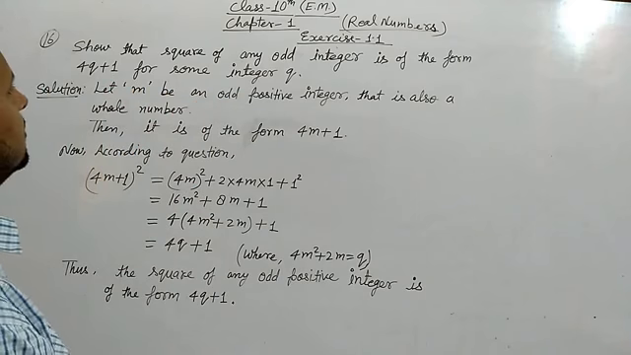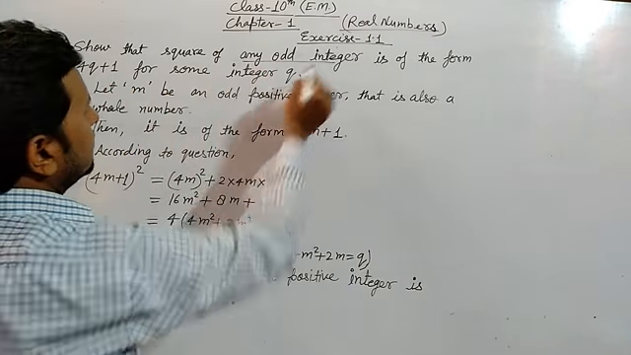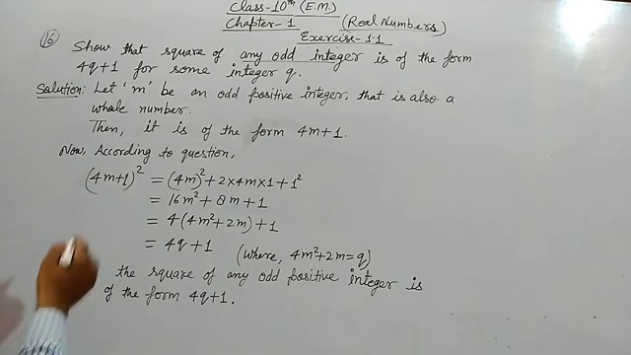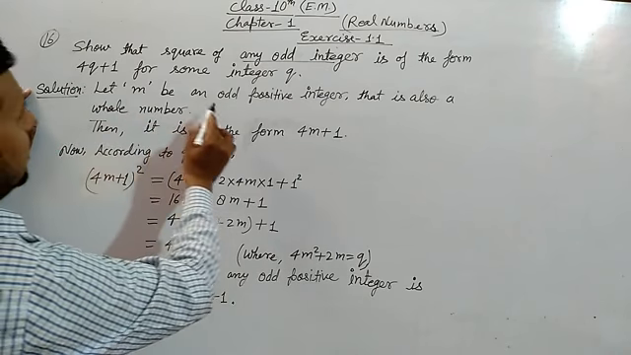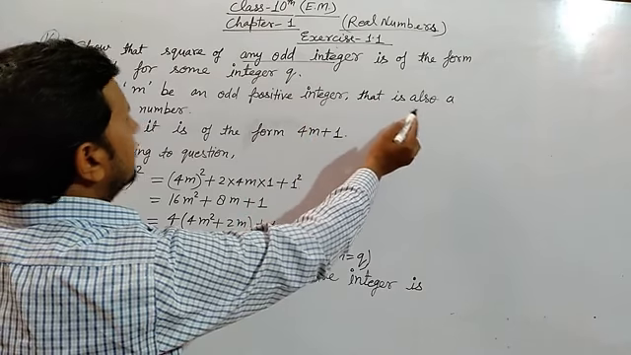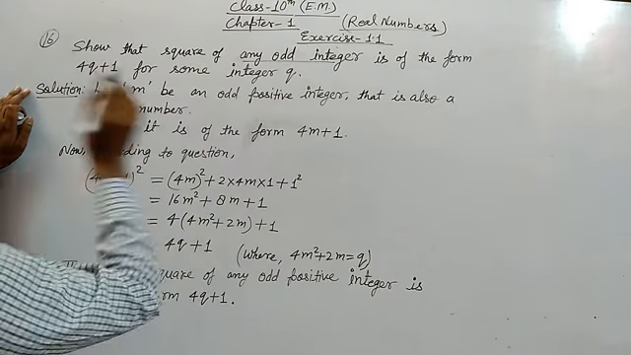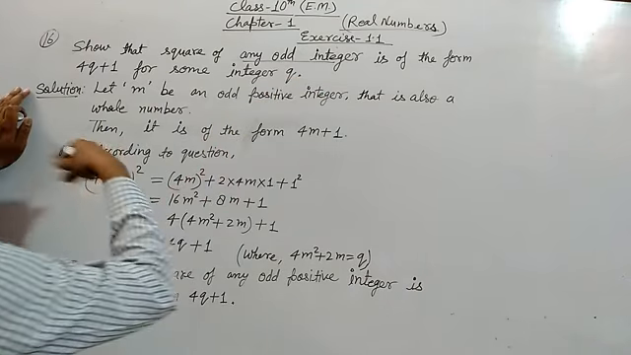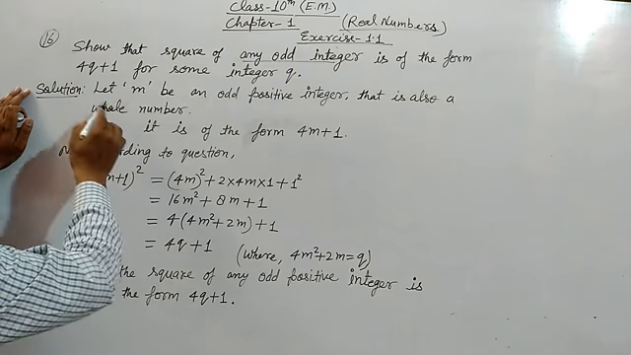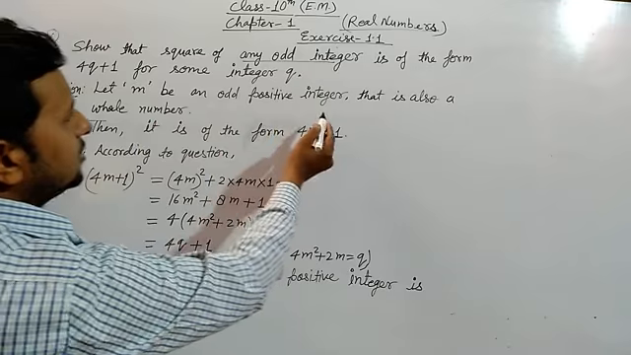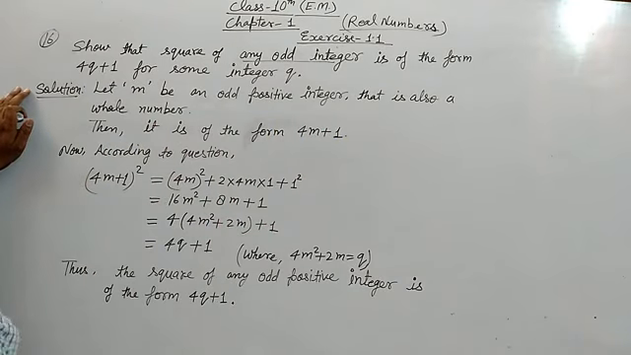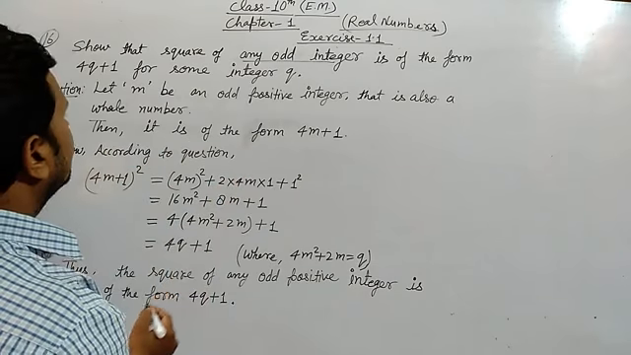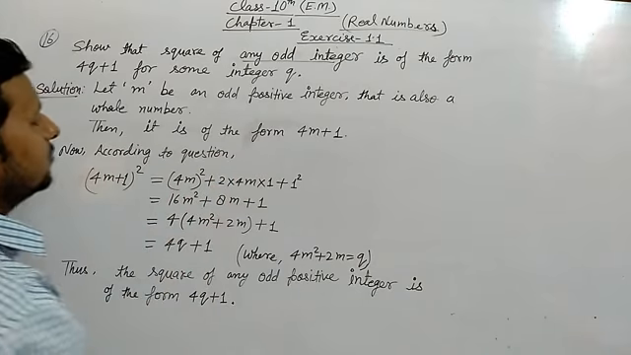So this is the new term here: any odd integer is given. So I have solved here. Let m be an odd positive integer, that is also a whole number. First of all, we let any odd positive integer. We let another alphabet to solve it. Now it is of the form 4m plus 1.